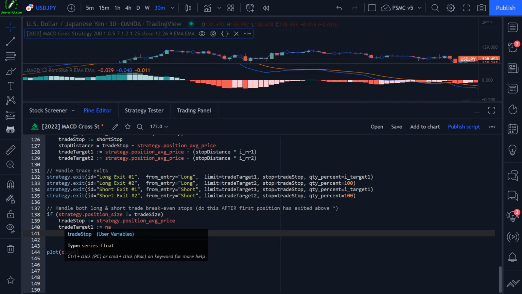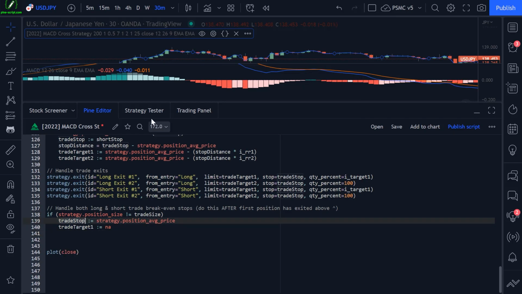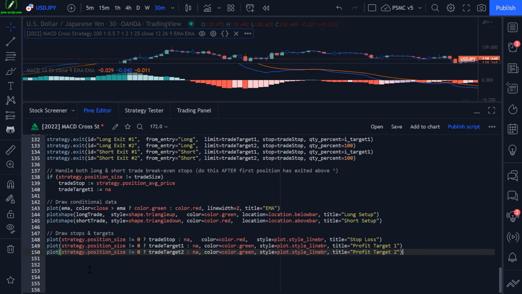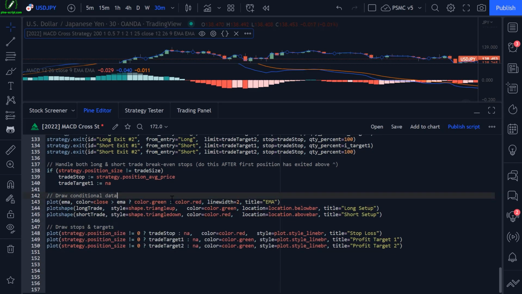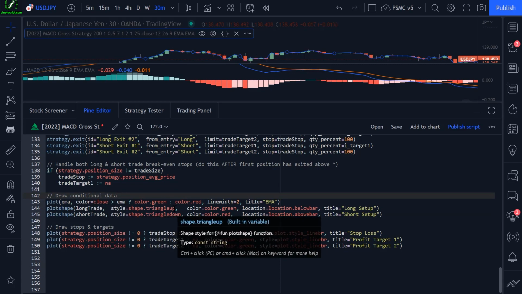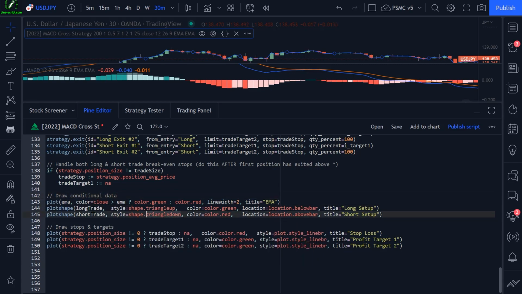So what we're doing here is overriding our trade stop value to our entry price, and we are setting our first target to NA. Now I can copy over my plot code, and this will draw all of the information to the chart. We're drawing our EMA value, and I'm colorizing this based on whether price is above or below the EMA. If price is above it, the EMA will be green. If it's below, it'll be red. I am drawing triangle up and triangle down to identify long trade and short trade signals. And then I'm also drawing my stops and my targets.